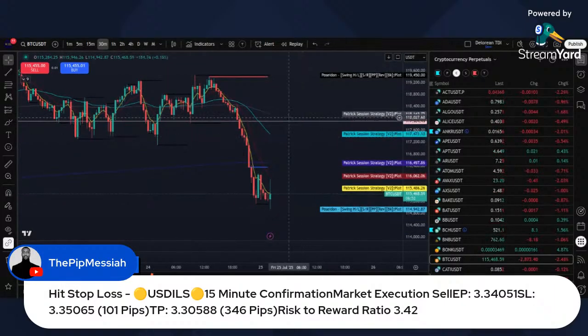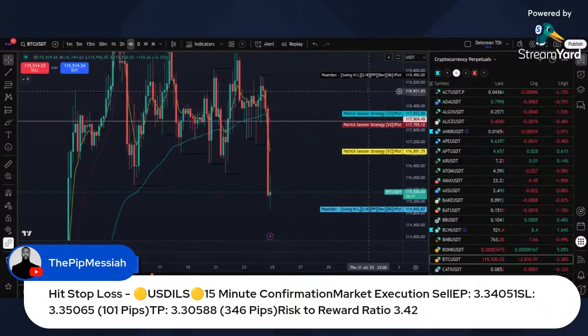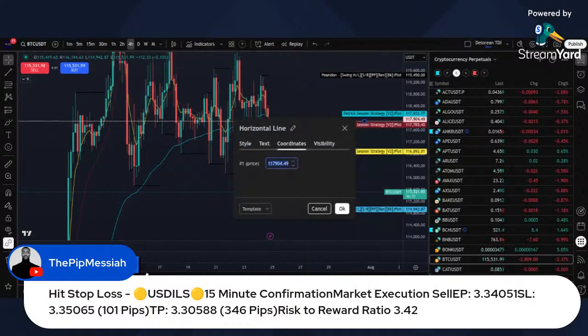The original market that we marked off on Monday is now at 117.904. So let's go ahead and refresh these because this is, of course, wrong now. So based off the 4 hour, this is now going to be 117.932.15.